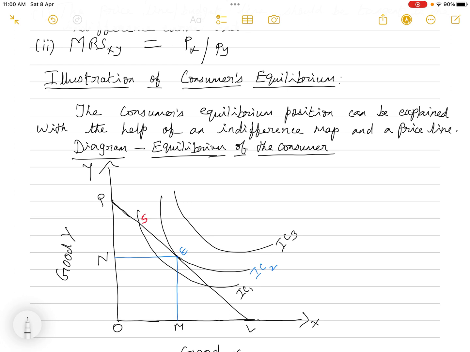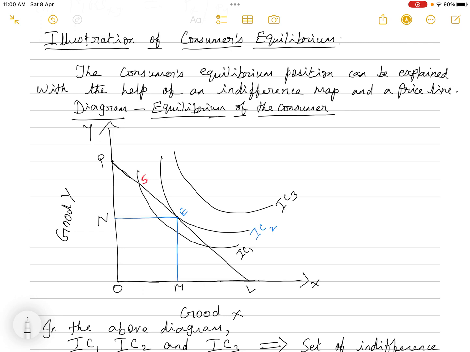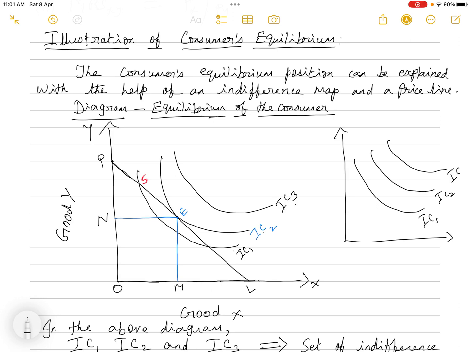Now the same thing is illustrated with the help of a diagram. Illustration of consumer's equilibrium. The consumer's equilibrium position can be explained with the help of an indifference map and a price line. I already explained to you what the indifference map is. So this is IC1, IC2 and IC3. This is the indifference map of the consumer: IC1, IC2 and IC3.